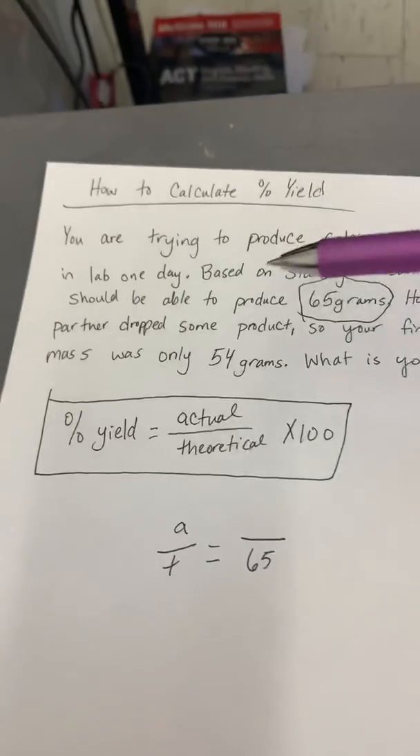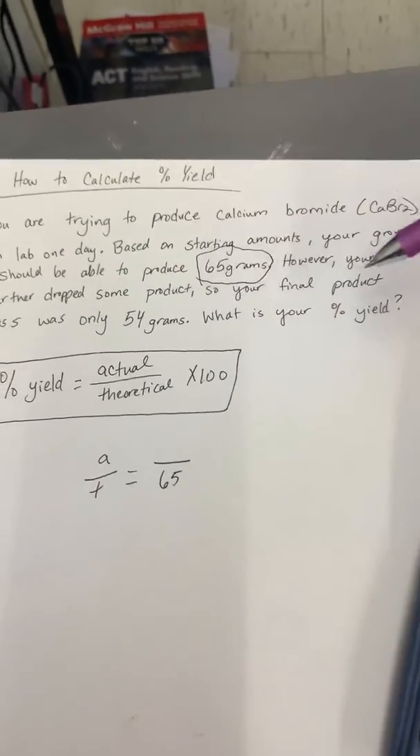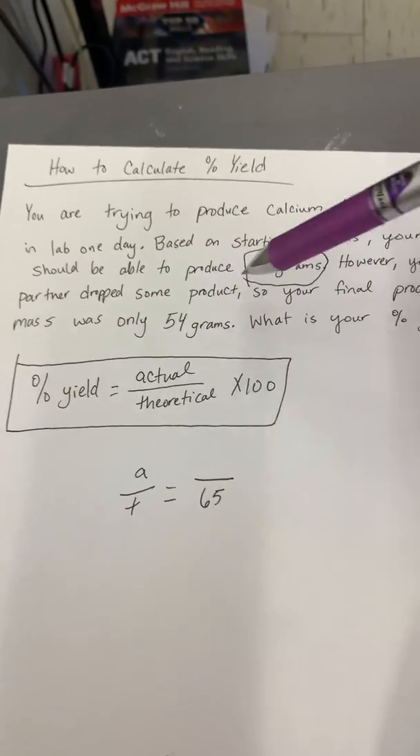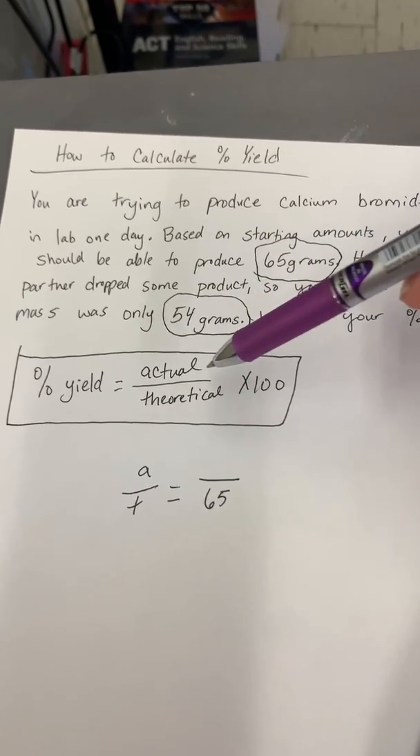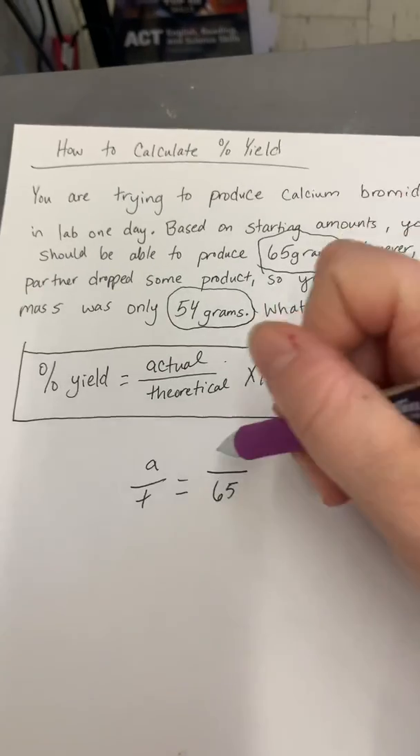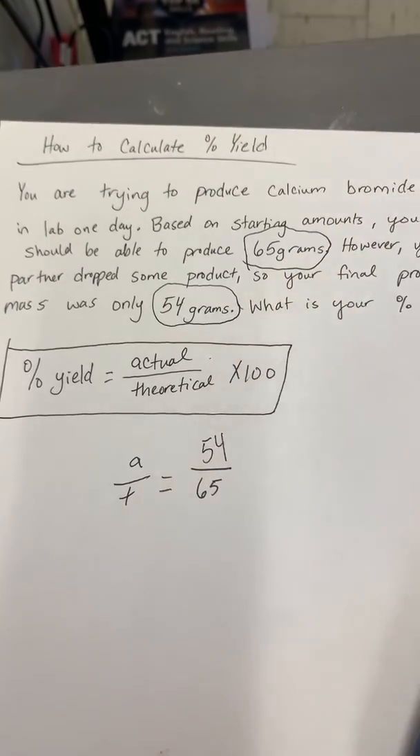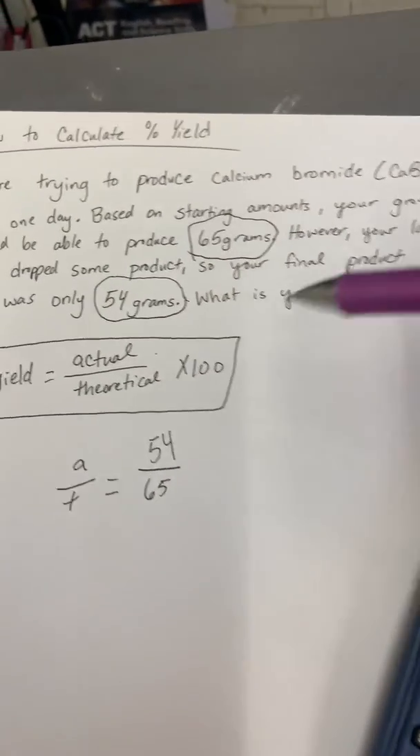However, your lab partner dropped some product, so your final product mass was only 54 grams. That is how much you actually produced. So I'm gonna put 54 on the top. What is your percent yield?